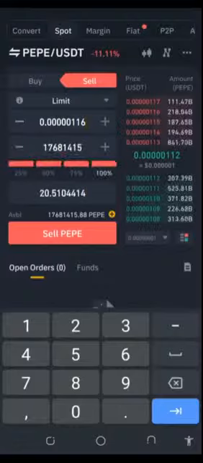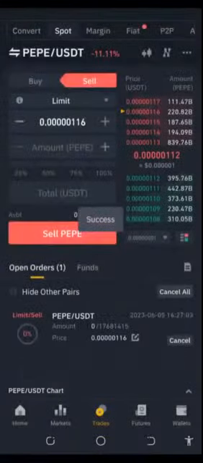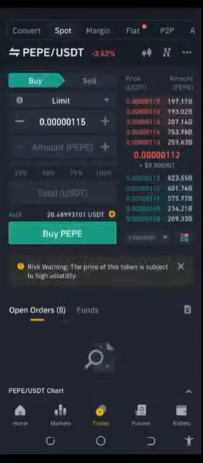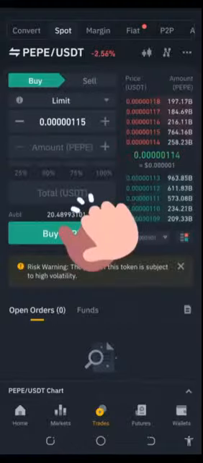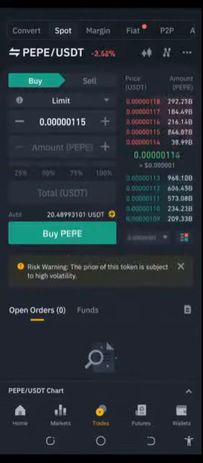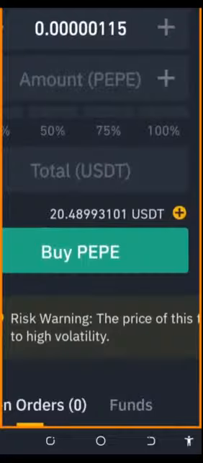Let's just take our screenshots and then we'll sell. Okay, currently it's in the queue. I'll be back to give you the results shortly. All right, I'm back. And guess what? Pepe USDT has already sold. And see what we've got. We've got 20.4899.